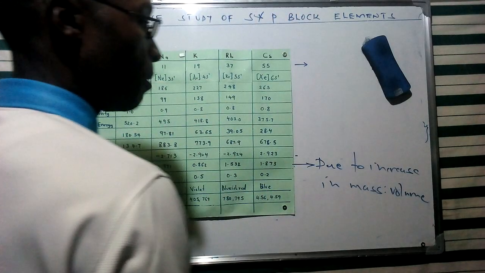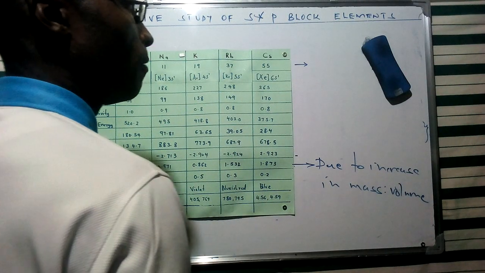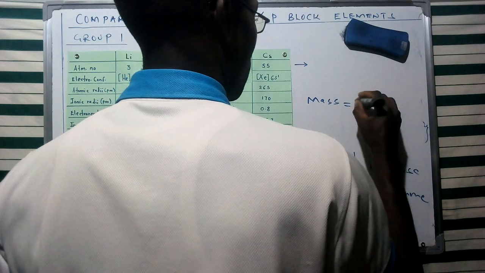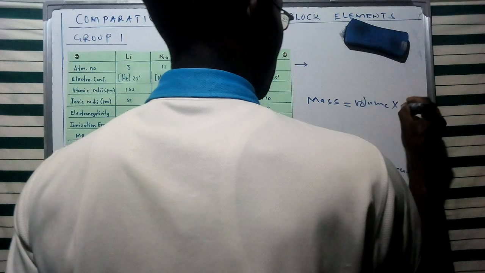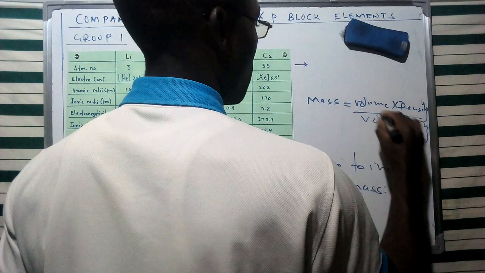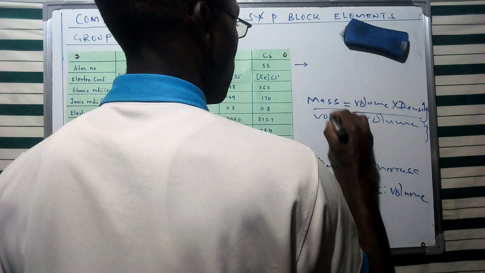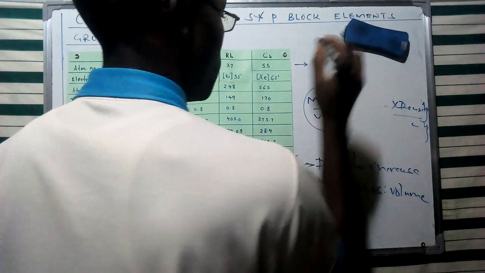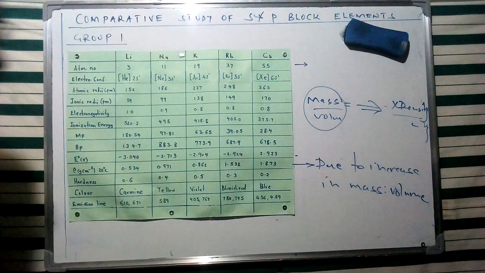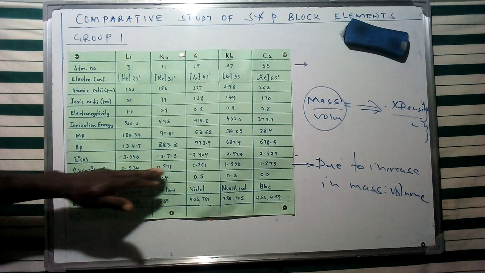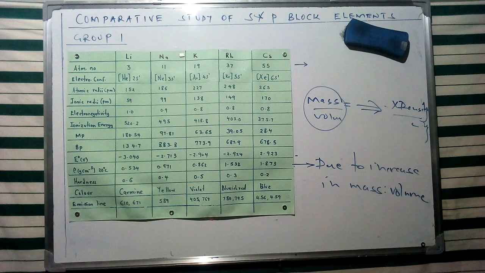Now, remember, in our discussion about mass, volume, and other physical quantities, we have said that we can obtain mass as a product of volume times density. In this case, if we have density as our subject, then we have it as mass over volume, which implies that an increase in this ratio is going to imply an increase in density. Due to the increase in the mass to volume ratio, that's going to imply an increase in density down the group for this particular range of elements.